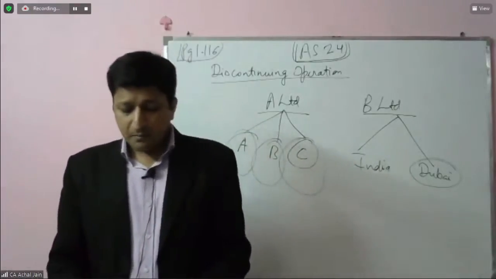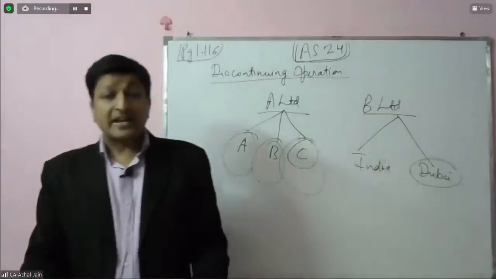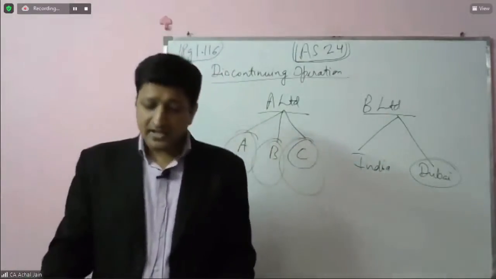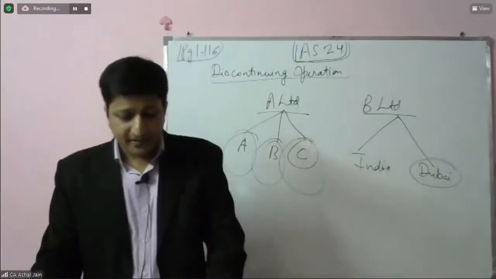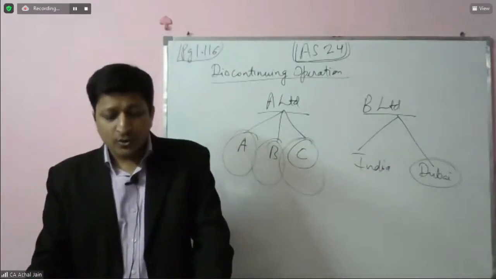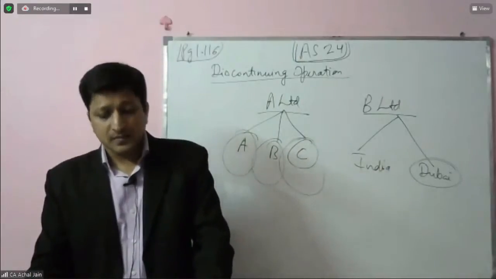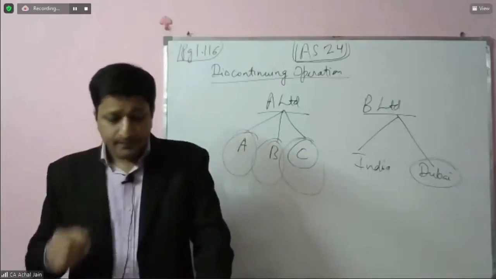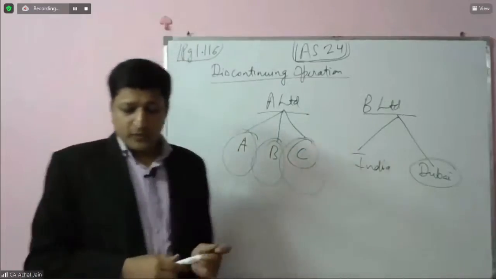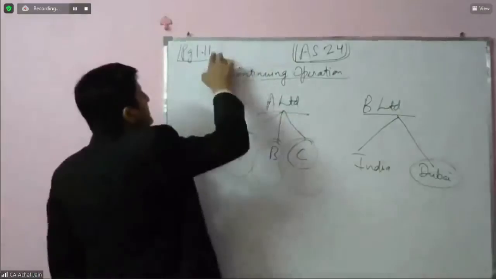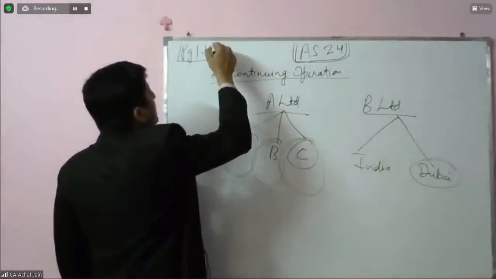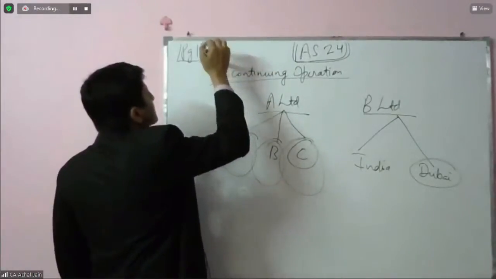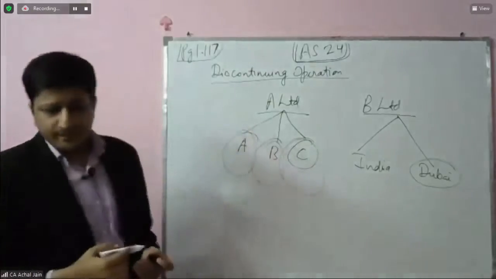Now let's look at some examples of activities that do not necessarily satisfy criteria A, but that might do so in combination with some other circumstances. There are a few examples which we can see. Then move on to page number 1.117.